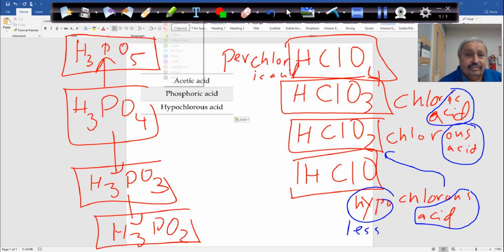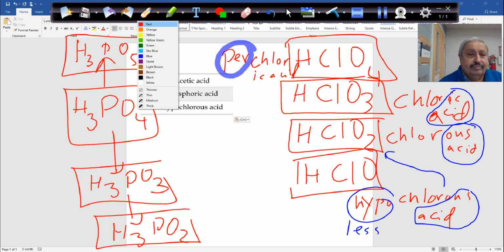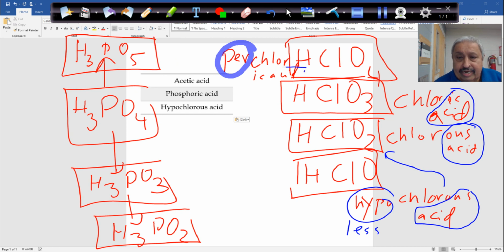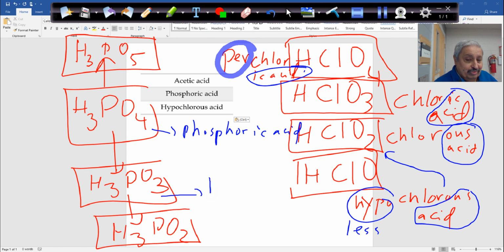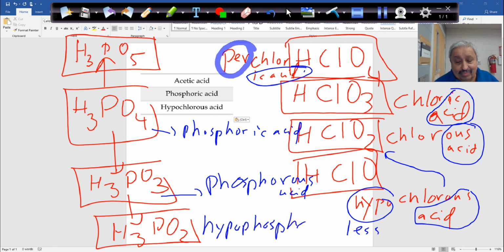So, ic acid, here it is. Per, and then you have ic acid. Okay, so now this one will be phosphoric acid. And this one here will be what? Somebody tell me? The same thing. Phosphorus acid. This one will be hypophosphorus acid. Those we can produce in the lab.